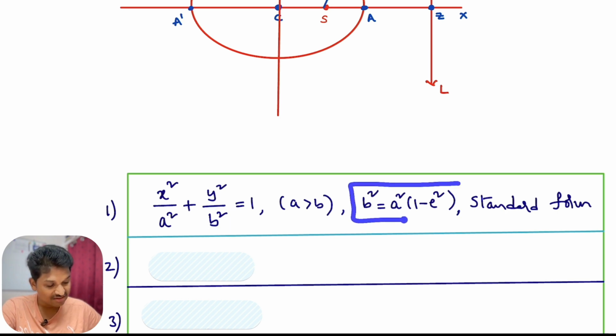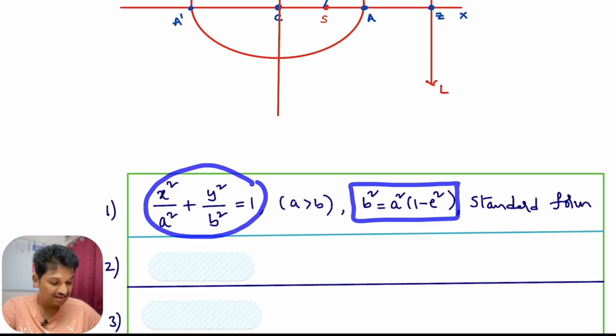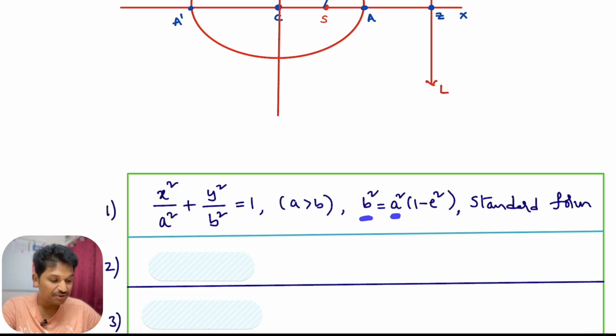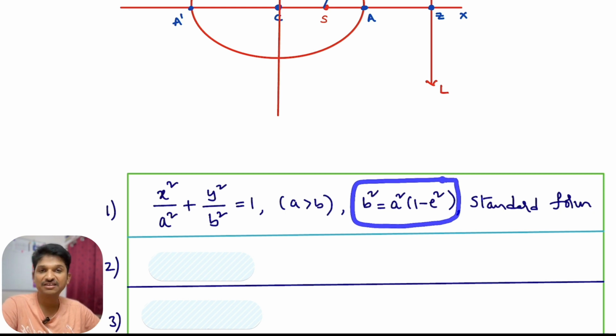Here, this is most important because in this ellipse, mainly three things are there. One is a, another one is b, another one is e. This formula gives the relation between a, b, e. So this is important. While doing the problems, I'll explain. You need to memorize this. In standard form of ellipse, b square is equal to a square into 1 minus e square.